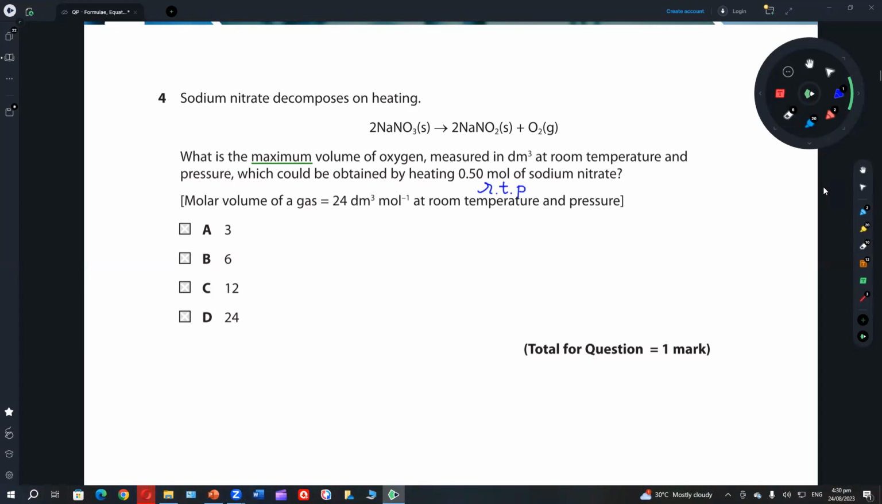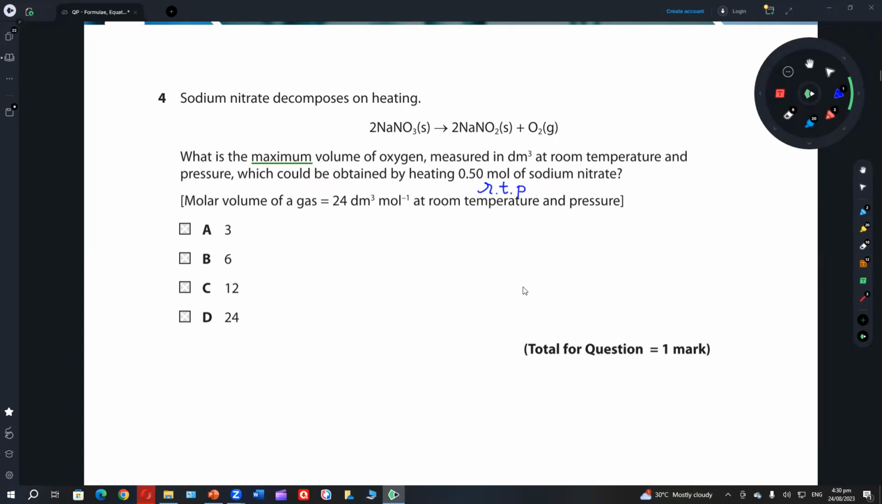Equation is in front of you. Chemistry works in ratio of moles. Moles, yeah. What is the main idea? Chemistry equations, calculations work on ratio of moles. So I have to somehow work on moles.